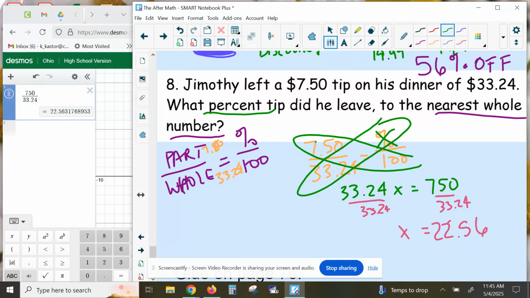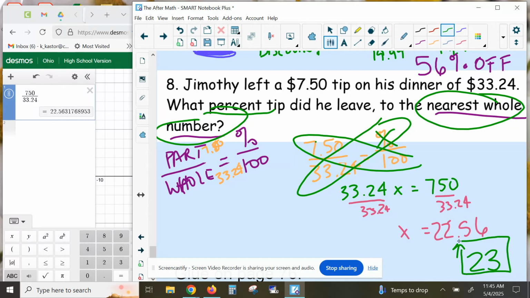Okay, and then I'm going to go back here. It says to round to the nearest whole number. So what is this to the whole number? That means I can't have anything here, but this is a 5, so I'm about to shove this 22, and the answer is going to be 23. So, oh, and that is a percent. So what percent tip? So 23%. That's a decent tip.